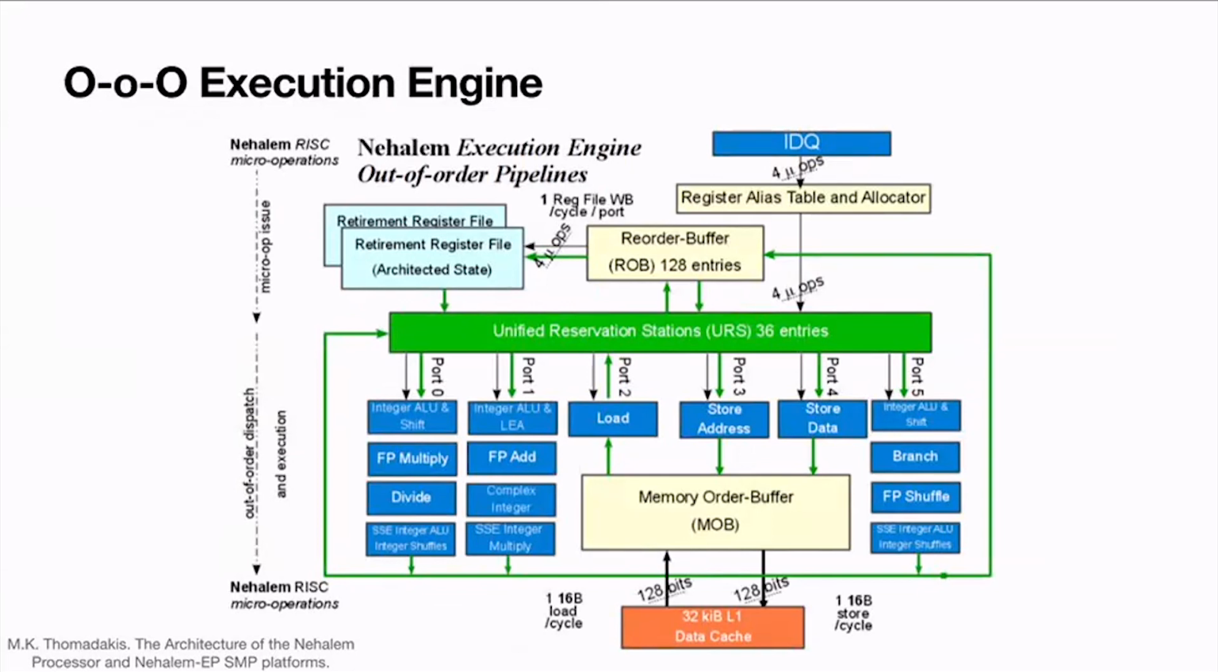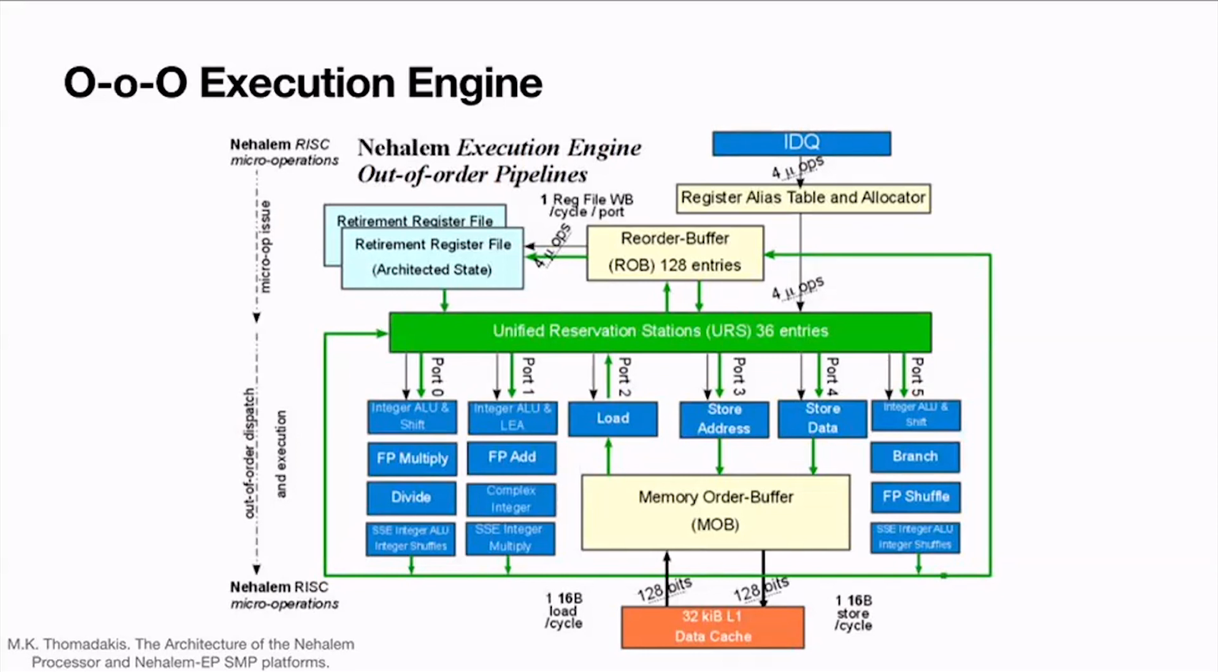When the instruction comes to the head of the ROB, then we'll be writing into the architectural register. That is the retirement register file. We usually consider it the architectural register file, but here we are considering it the retirement register file. It is some naming convention, but both are the same.